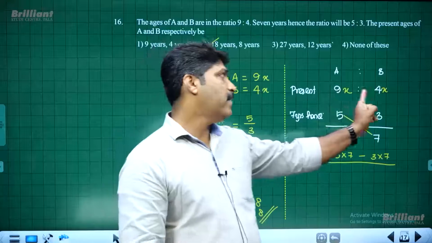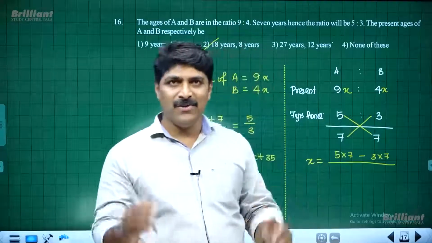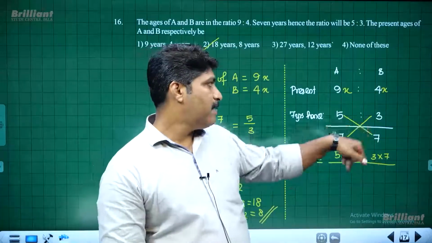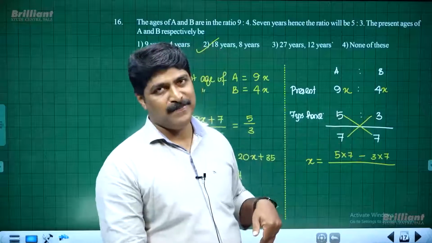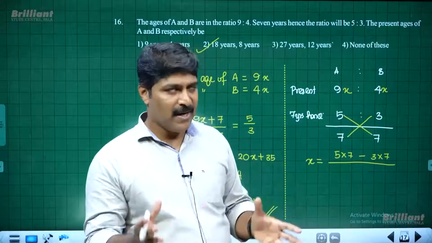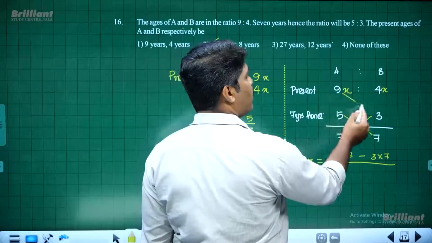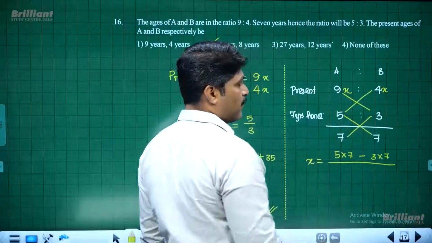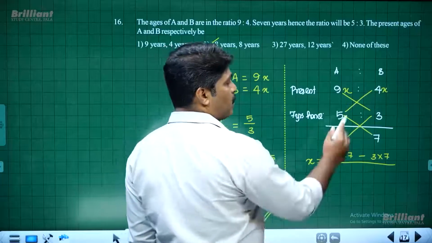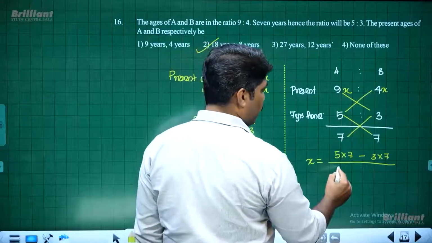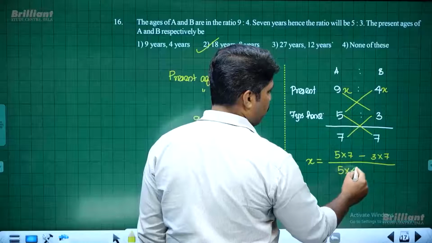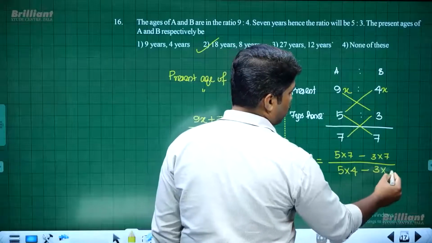So if you need to find out the multiplicative factor in the first ratio, you have to cross multiply the second ratio and the constant values. Then find the difference of those products. And step 2, you have to multiply these values, take the cross product and take the difference here. So here 4 into 5 or 5 into 4, we just consider 5 into 4 minus 3 into 9.